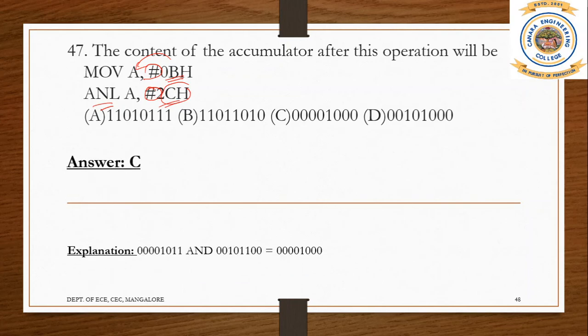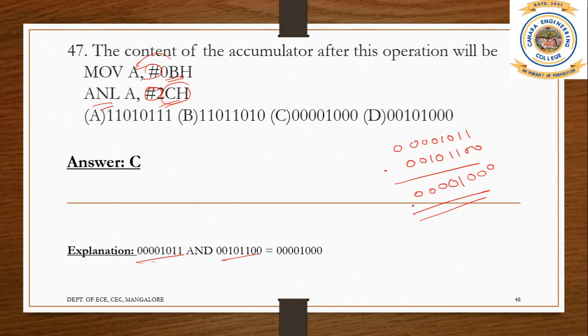So the explanation is directly given here. You have to AND these values with these values. 0 0 0 0 1 0 1 1 is ANDed with 0 0 1 0 1 1 0 0, that is nothing but 2CH. So 1 dot 0 is 0, 1 dot 0 is 0, 0 dot 1 is 0, 1 dot 1 is 1, 0 0 0 0. So the answer is 0 0 0 0 1 0 0 0. So they have given the answer in binary. If they had given the answer in hexadecimal, this would look like 0AH.